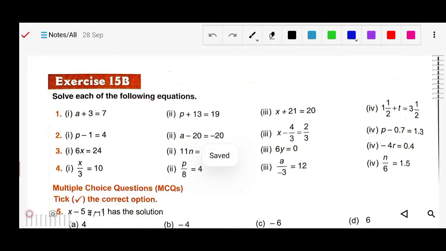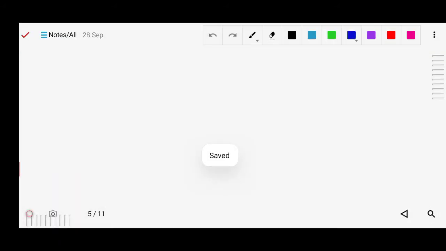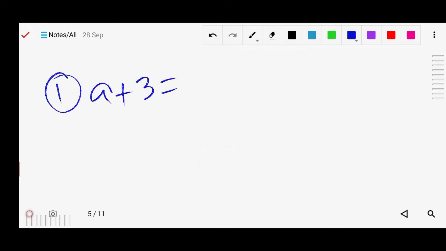Okay, the first question is a plus 3 equals 7, so we have to find the value of a. Very easily you can do it. Question 1 was a plus 3 equals 7, so you have to find the value of a. Okay, so how will you solve? Simply, as I told, similar type of variables or similar terms you have to shift to either the left side or the right side.